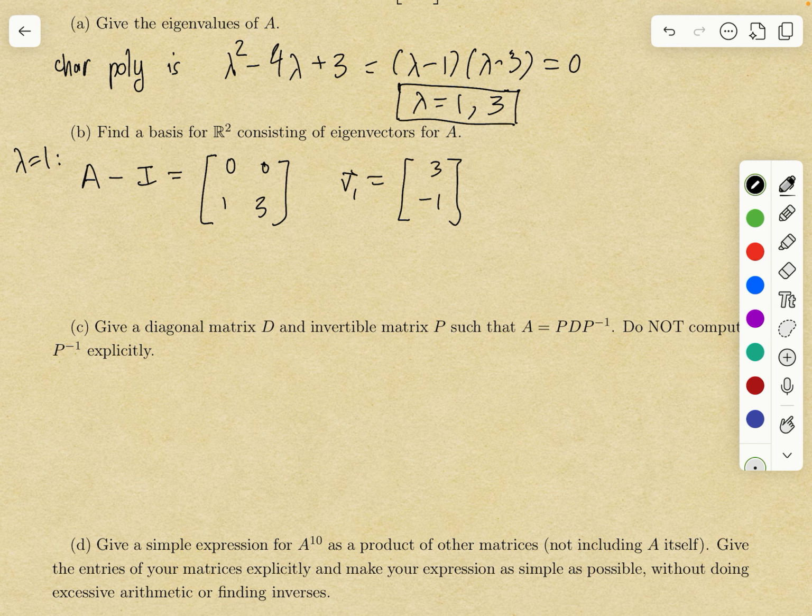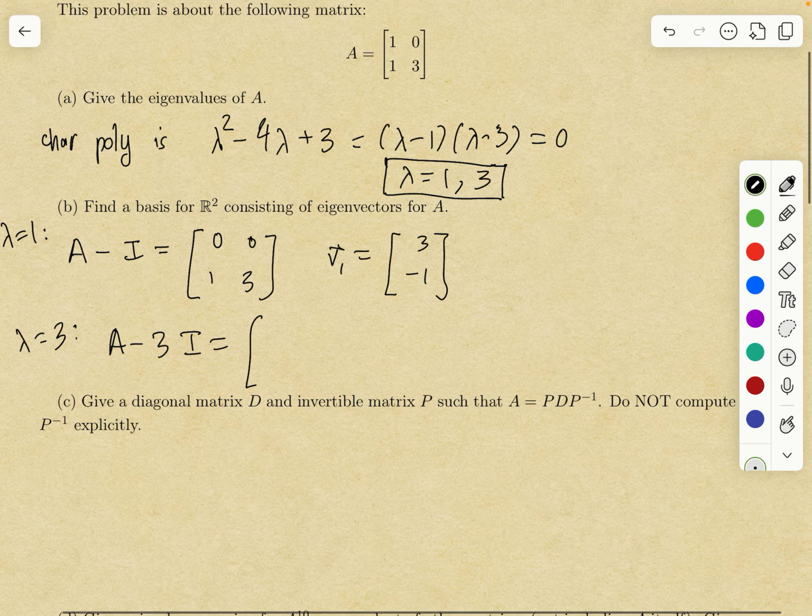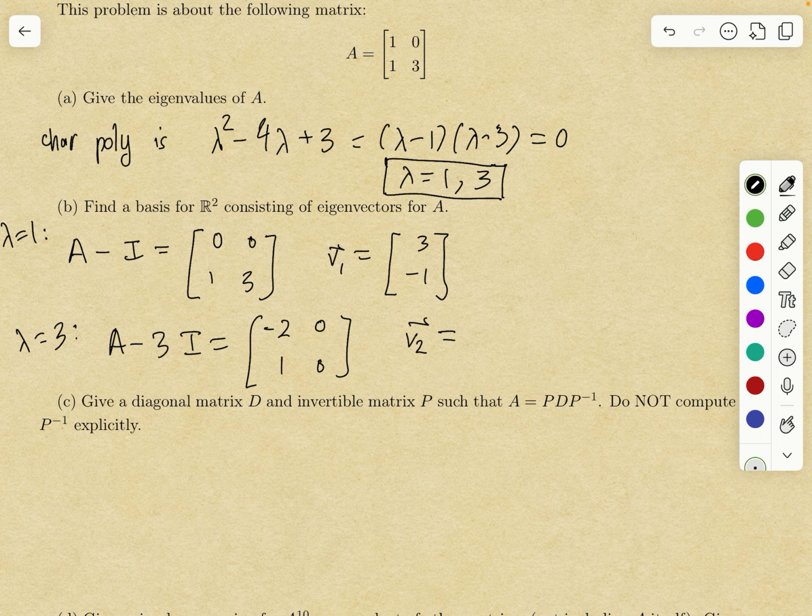Okay, and remember that an eigenvector is a non-zero vector, so it can't be (0, 0). Okay, and then for lambda equals 3, you just do the same thing. A minus 3I is [-2, 0; 1, 0]. And we have to come up with a vector v2 such that (A minus 3I) times v2 is (0, 0). And it looks like (0, 1) is going to work, right?